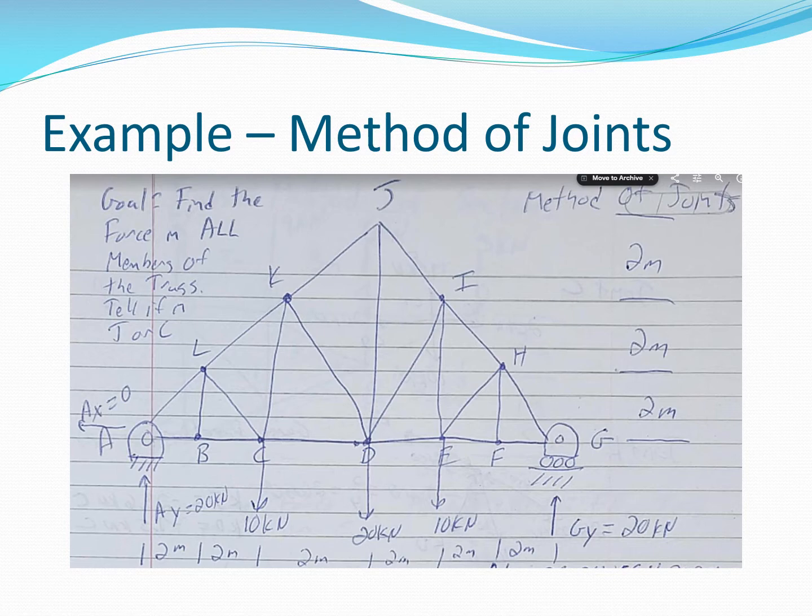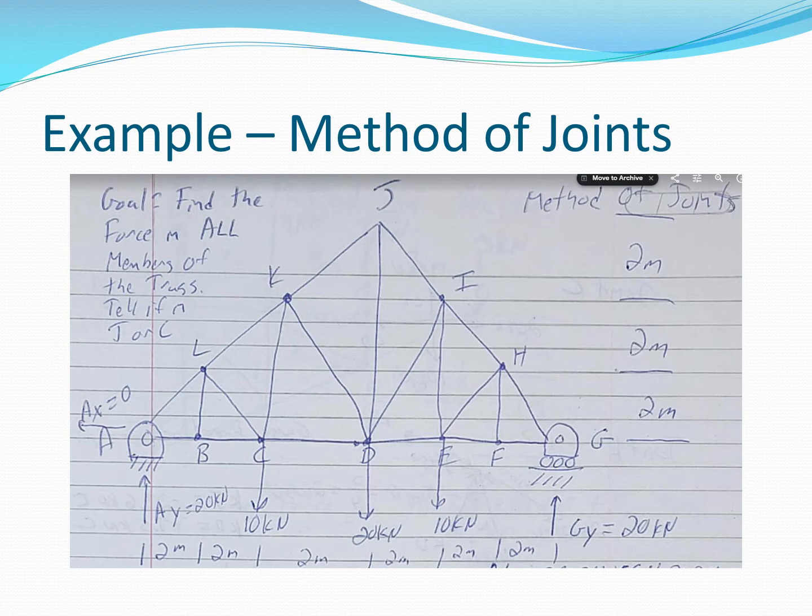It looks essentially impossible because you've got all these joints, right? What makes this problem a lot easier than it looks is the fact that it's symmetrical. So it's loaded symmetrically, and the truss itself is symmetrical. So everything on the right side is equal to everything on the left side. So for instance, KD and DI are the same. They're going to have the same force on them. So that makes things easy.